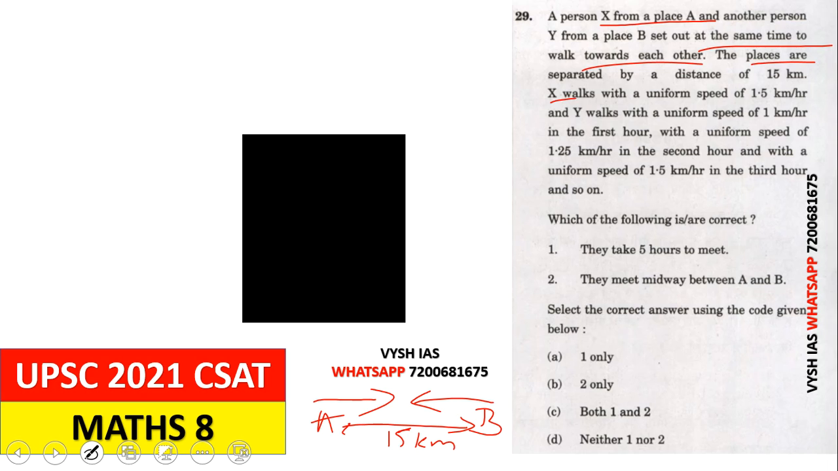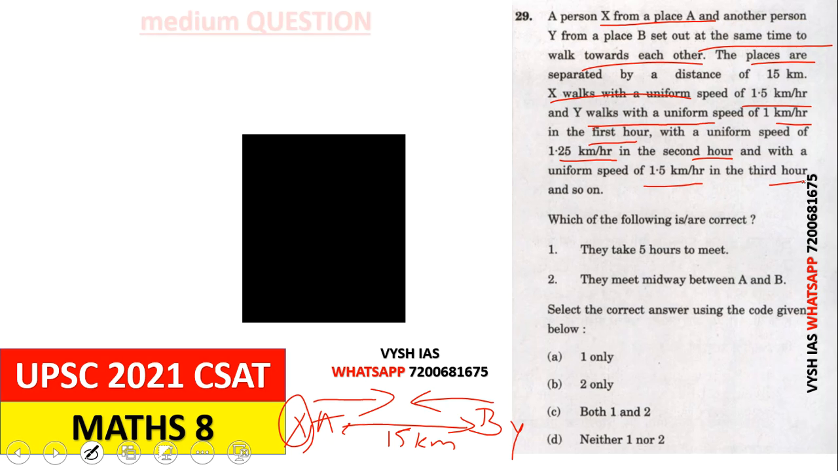Okay. X walks with a uniform speed of 1.5 kilometers. Okay, from point A, X is walking. From point B, Y is walking. So he is walking at uniform speed, meaning in 1 hour, 1.5; second hour, 3. Like that, 1.5 kilometers per hour he will cover. But the other guy, if you see here, Y walks with a speed of 1 kilometer in the first hour, 1.25 in the second hour, 1.5 in the third hour.